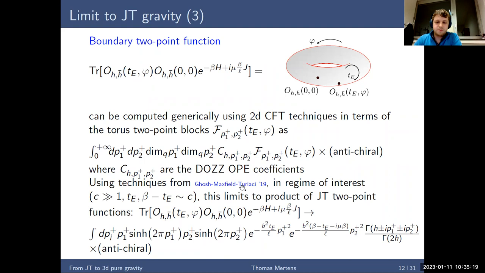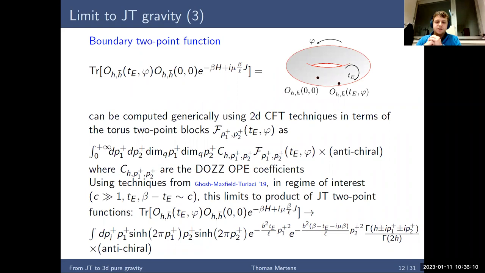But using techniques from this paper, you can show that in the regime of interest, that was this double scaling regime where you let the central charge become much larger, and simultaneously, previously we had low temperature, in this case this means low Euclidean time separation between these operators and also low beta minus tau, so both these numbers need to be large, you can show that this object then limits to a product of two JT two-point functions, which matches the one we had on the first few slides of the talk. So what this shows is that it's not just the partition function. You can take this limit also for other objects, and you find two copies of the JT calculations.